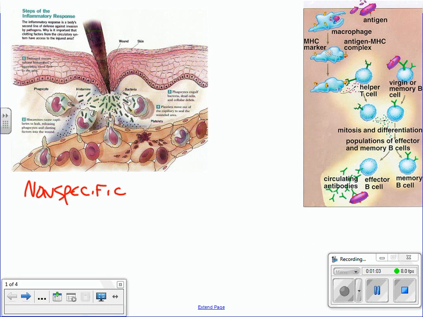So for non-specific, we have two lines of defense. The first line is your skin, your mucus, and enzymes that you secrete to the surface of your skin, like lysozyme. Those things are actually pretty good, but as this image is showing right above us, this can be breached, obviously, if you end up getting cut or poked or something along those lines.